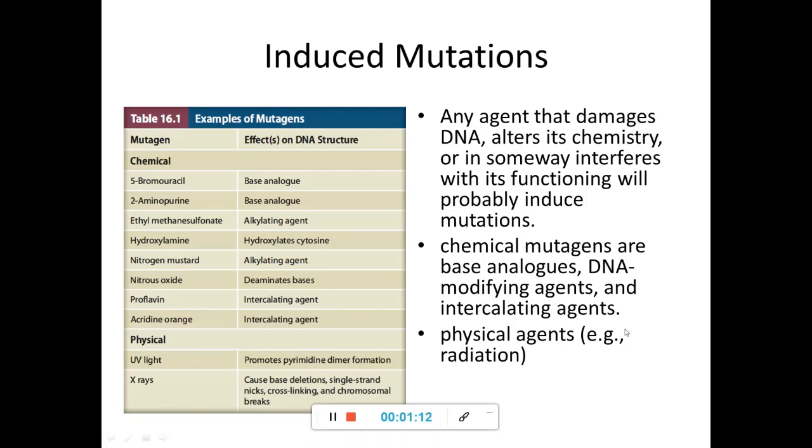And among the physical agents, you have basically two types: the ionizing radiations as well as the non-ionizing radiations. Among them, the ionizing radiations include the X-rays, gamma rays, etc. Whereas the non-ionizing radiations mainly include the UV rays.